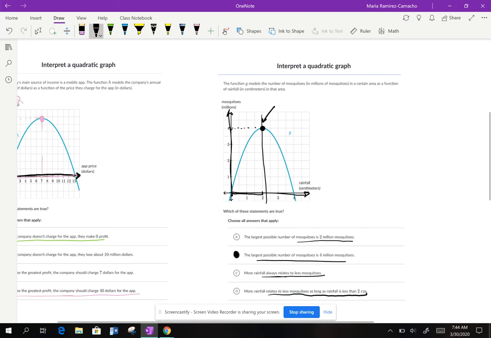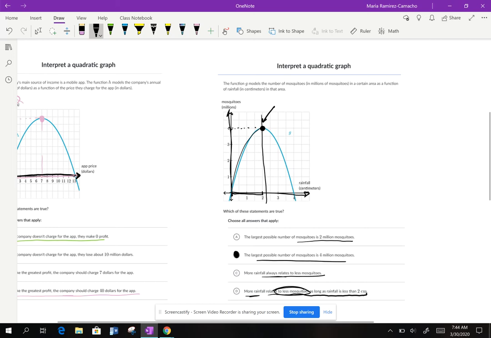That is also not true. Okay, more rainfall relates to less mosquitoes. Again, it's increasing here. So this does not work.